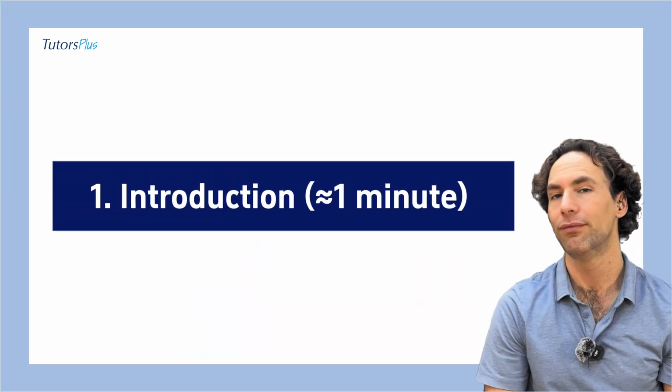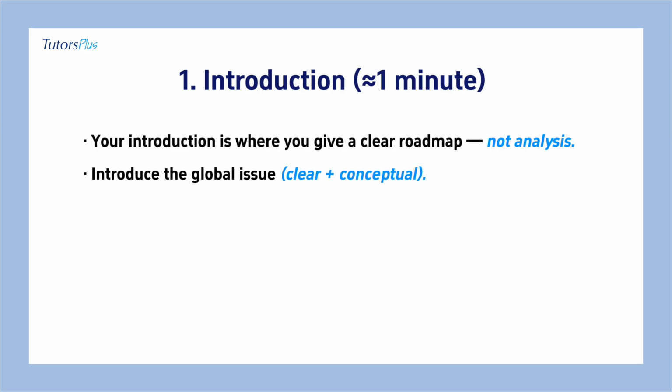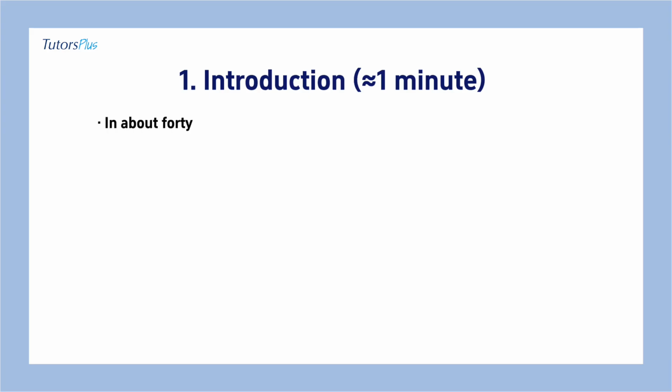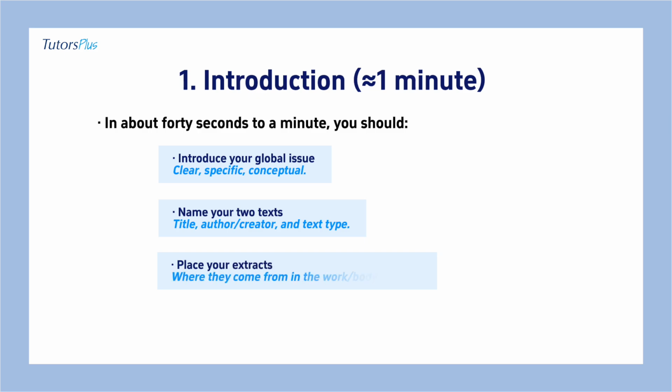So let's break down each part so you know exactly what belongs where. Firstly, the introduction. This is where you give a clear roadmap. You don't begin your analysis yet. So in about 40 seconds to a minute, you should introduce your global issue. Be clear, be specific, be conceptual. Then you name your 2 texts with a title, author, creator, text type, and place your extracts. Where do they come from in the work or the body of work?